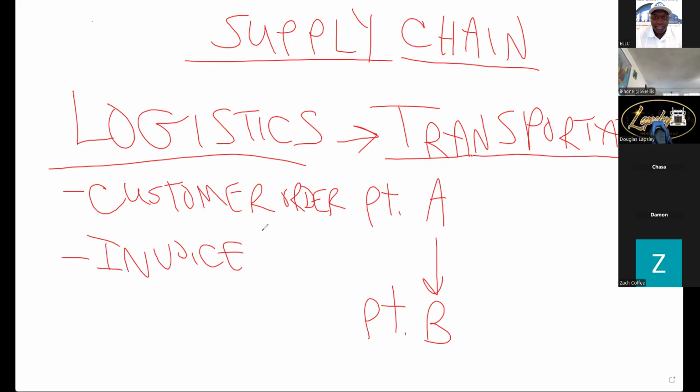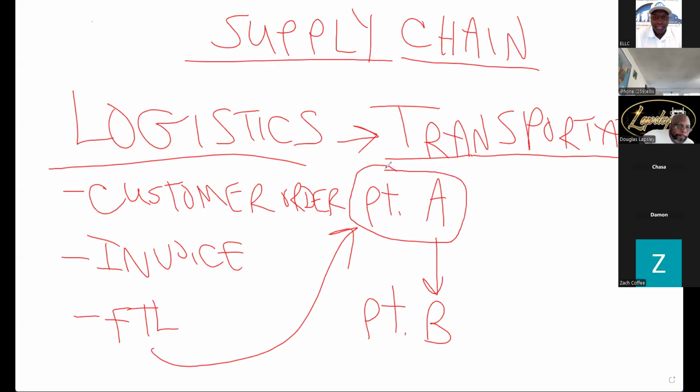If they don't, we got to order that and have it shipped to the blending plant to produce the product in time enough to make a truckload, to have it taken to the transportation piece. So logistics is everything behind the scenes prior to that truckload being transported from point A to point B. Point A being the shipping facility, point B being the customer who ordered that initially, the customer order. Everybody follow that?